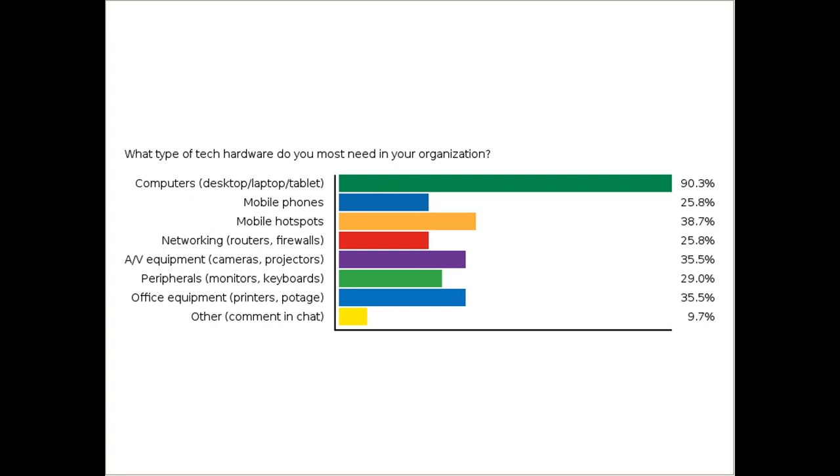So right now, just looking at the poll results, I'm seeing a lot of folks interested in computers, not shocking. And if there are specific types, more laptops or more desktops or tablets that you really care about, feel free to chat in. And then I see AV equipment as number two on that list so far, followed by office equipment like printers and postage meters. And I'm just taking some notes while we do this. And mobile hotspots. Great. Well, this is really helpful.